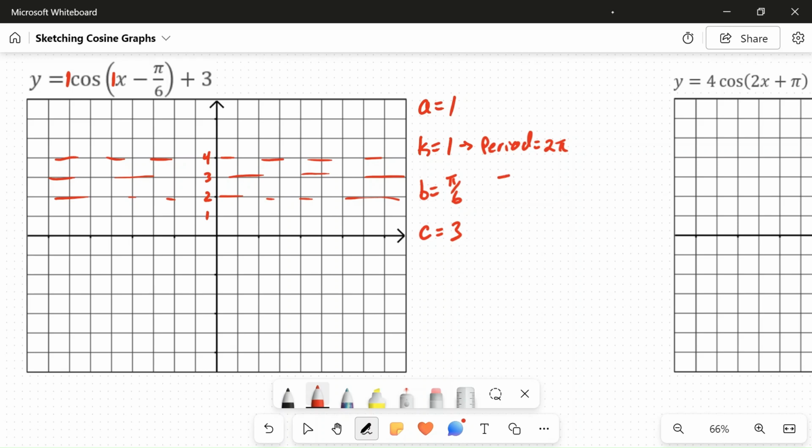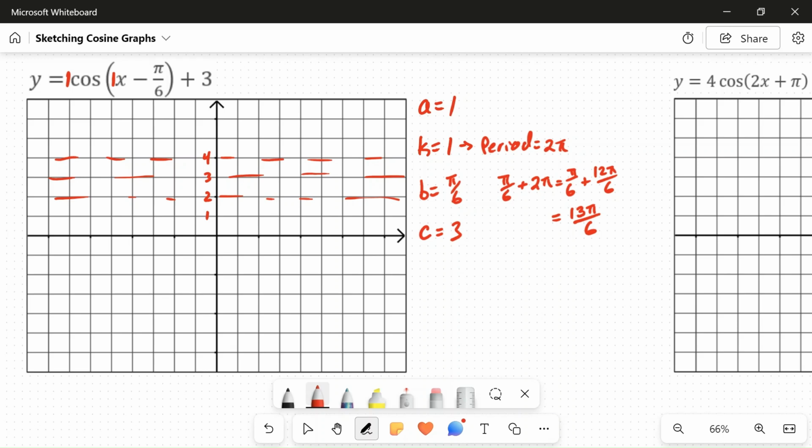So if I start at pi over 6 and I travel a distance of 2 pi, that means I'm doing pi over 6 plus 2 pi. Or I could convert the fractions there, pi over 6 plus 12 pi over 6. That means the right edge of the graph, where it ends, is going to be at 13 pi over 6.